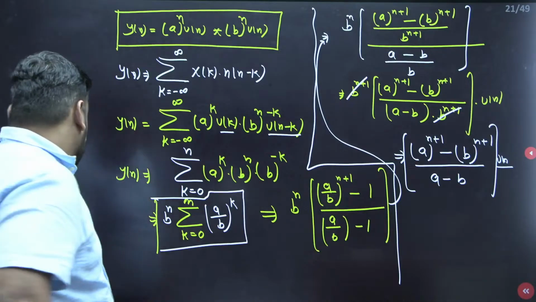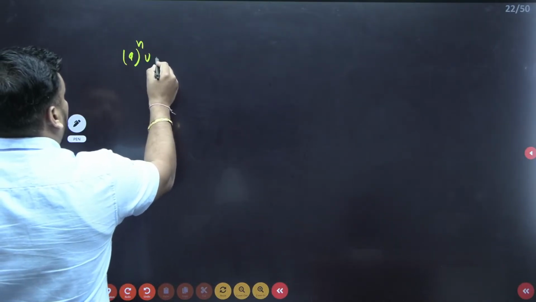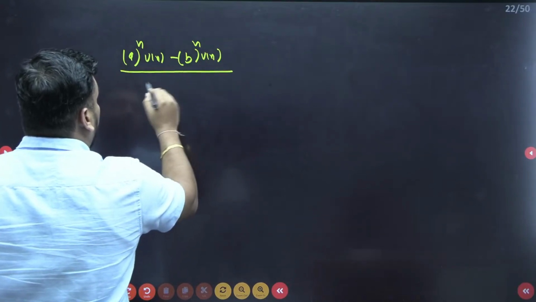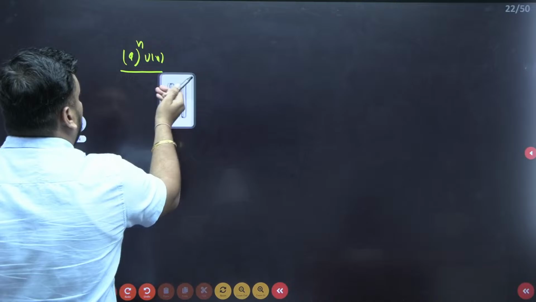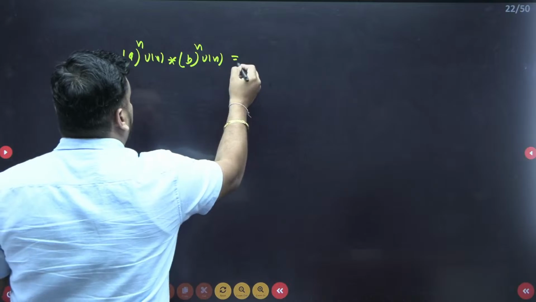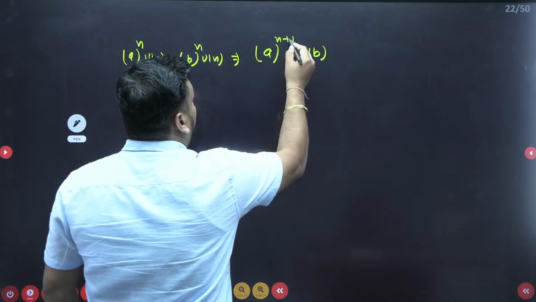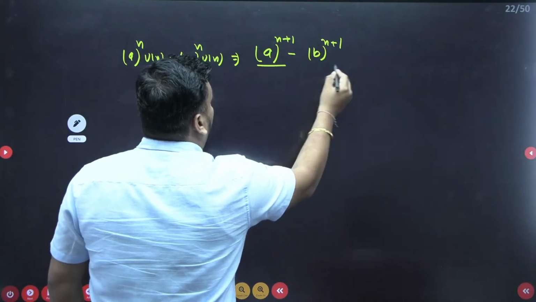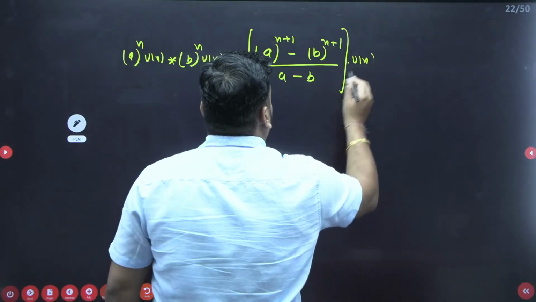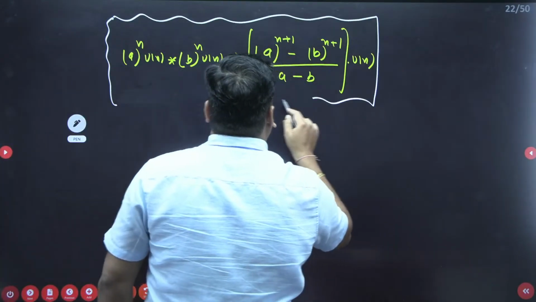So next we are writing. The result is a^n u[n]. This is the box you have to remember for a long time, guys. Now this only works as a formula. a^n u[n] convolution with b^n u[n] is nothing but (a^(n+1) - b^(n+1)) upon (a - b), whole bracket close, dot u[n]. So this is your a^n u[n] convolution b^n u[n].